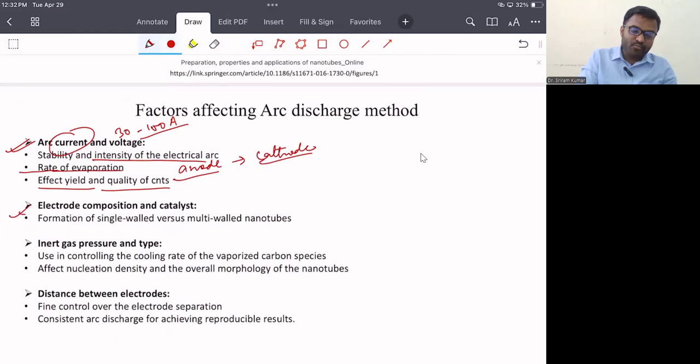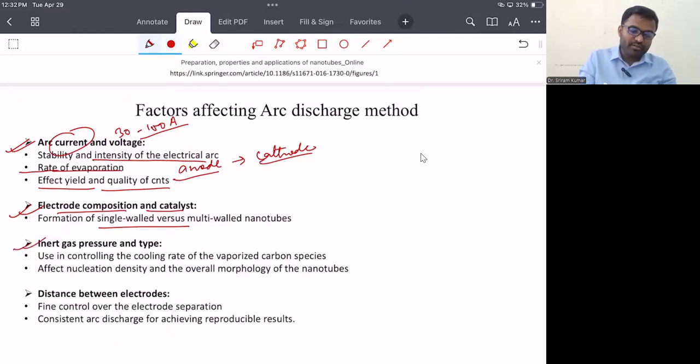The second most important factor is the electrode composition and the catalyst. For multi-wall CNT, we just use a plain graphite rod, and if you want to develop single-wall CNT, we need to use a catalyst, maybe iron, cobalt, or nickel based catalyst, to control the diameter of the single-wall CNT.